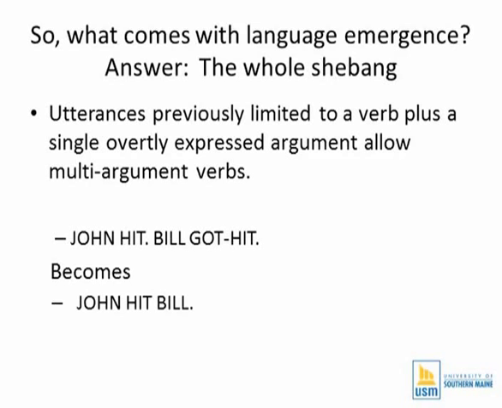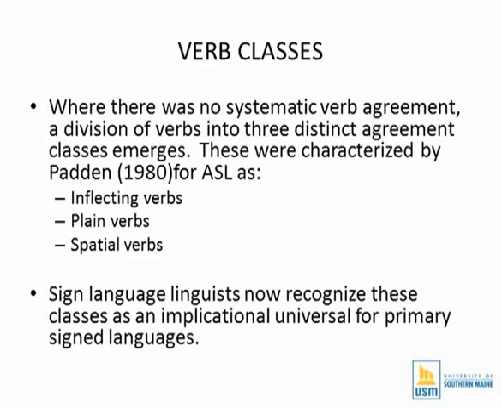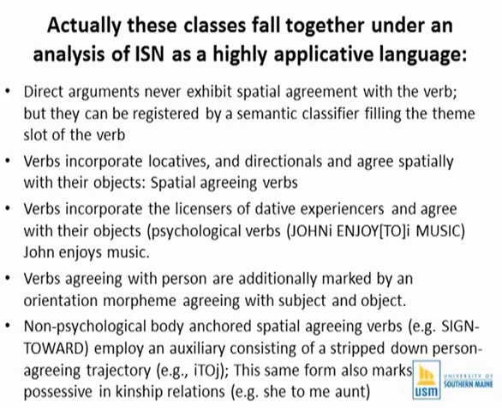Where there was no systematic verb agreement, now the system divides into three classes that every sign language has recognized: inflecting, plain, and spatial verbs. Sign language linguists now recognize these classes as an implicational universal. But if you really analyze them, what you'll see is it's even more regular. Direct arguments never exhibit spatial agreement with the verb, but they're registered by a semantic classifier that's in the theme slot of the verbs consistently.